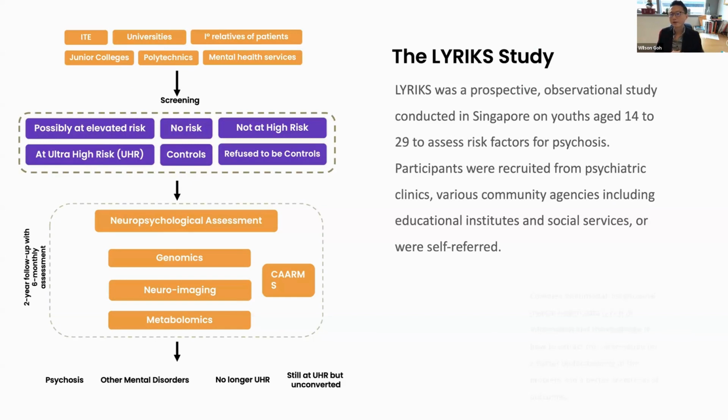So this is a study that I'm involved with. This is the LYRIC study, and it is a prospective observational study conducted in Singapore on youths aged between 14 to 29 to assess risk factors for psychosis. And participants were recruited from psychiatric clinics, various community agencies, including educational institutes and social services. So in this very rich data set, I also have a variety of information from biomarkers, from the multi-omics to behaviors and social demographics and so on and so forth. And of course, we're not only looking at schizophrenia or psychosis. We are also interested in depression, anxiety, bipolarity in this cohort as well.